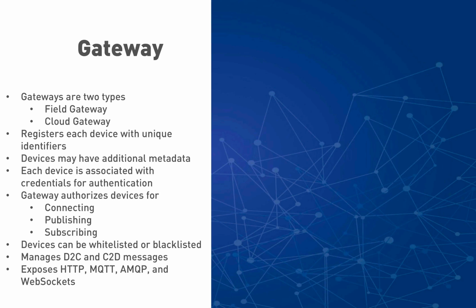The gateway also enables M2M, which is machine-to-machine communication, and it is responsible for orchestrating the messages flowing back and forth between devices. The gateway also handles security, and it authorizes devices when they connect, when they publish and subscribe to messages. Devices can be whitelisted or blacklisted. In case one of the devices gets stolen or corrupted, it can be very easily blacklisted and it will stop interacting with the centralized platform. Gateways typically expose a set of disparate protocols including HTTP, MQTT, AMQP and WebSockets. More on this later. So that is the second building block.